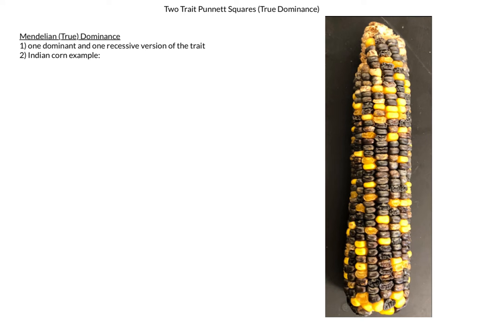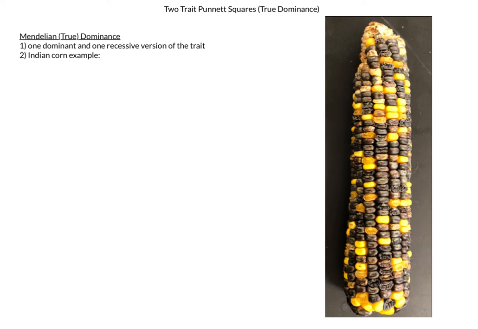For this video, we will cover how to complete two-trait Punnett squares. And for our class, we will really only worry about two-trait Punnett squares for autosomal traits with Mendelian or true dominance. This simply means that there is one dominant version of the traits and one recessive version. Let's look at Indian corn as an example, and specifically the kernels.